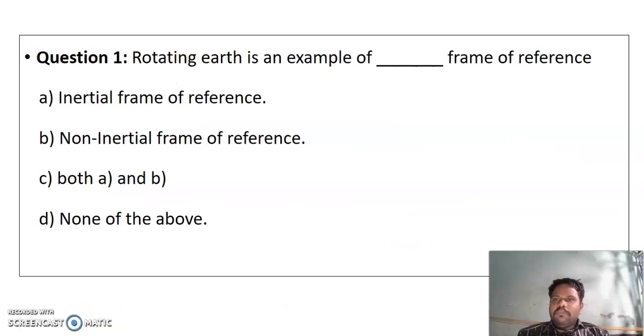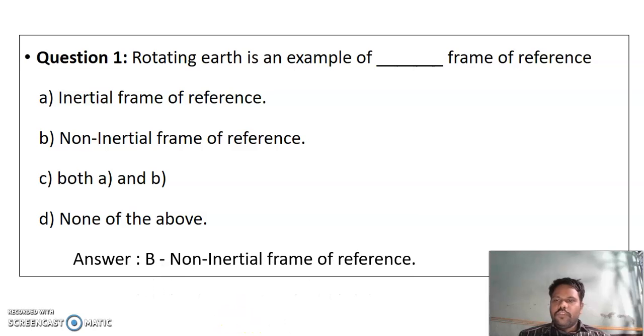Let's have a small MCQs. Question number 1. Rotating Earth is an example of dash frame of reference. Option A, inertial frame of reference. Option B, non-inertial frame of reference. Option C, both A and B. Option D, none of the above. It is non-inertial frame of reference.